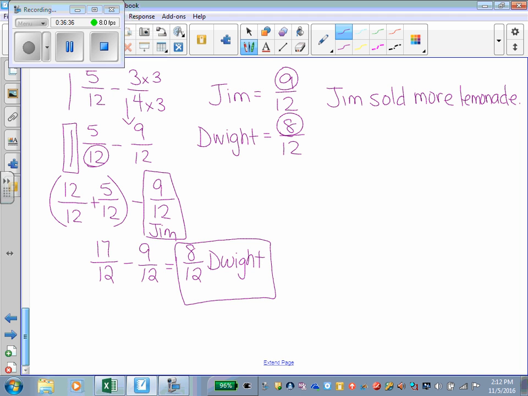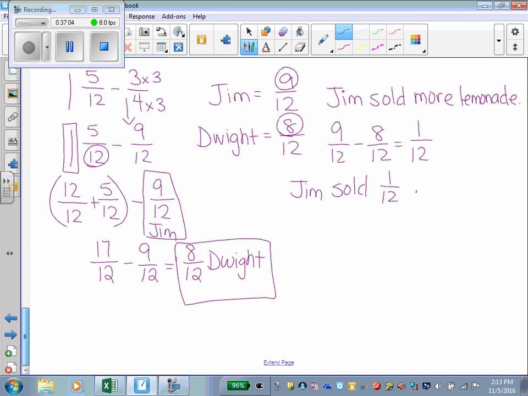Alright, the next question is how much more did he sell? Well, you have 9/12 minus 8/12 equals 1/12. So let's not use our pronouns, since the reading teachers don't want you to use pronouns in your responses. Instead of saying he sold 1/12 more, we'll say Jim sold 1/12. Let's be specific and say gallons more.